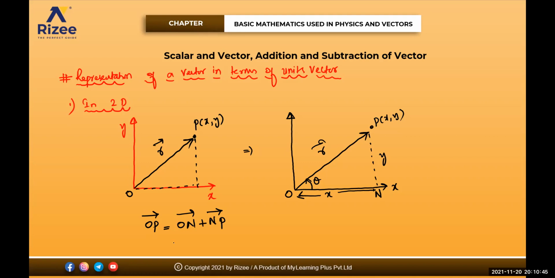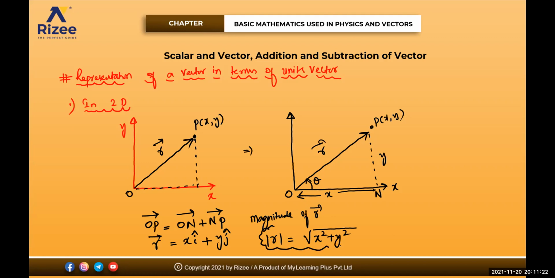ON is in which direction? Along x-axis, that means this is x. The x-axis is represented by i cap. NP is along y. It is in which direction? j cap. O to P is what? r bar. So r bar is equal to x i cap plus y j cap. If I'm taking the magnitude of r bar, mod of r will be equal to under root of x square plus y square. So the magnitude for two dimension is under root of x square plus y square.